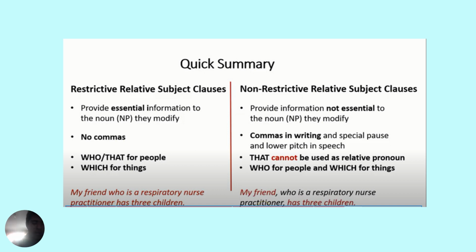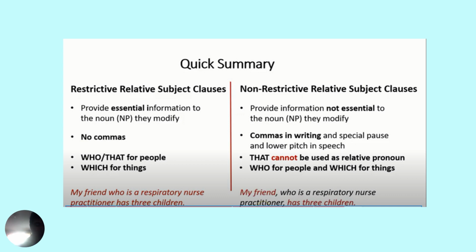Finally, let's summarize the difference between them. Restrictive relative clauses, keep in mind, have to provide essential information to the noun or the subject that you are trying to modify. They have no commas around the restrictive relative clause, and you can use which or that for things, and who for people. You can use which for things in non-restrictive relative subject clauses.